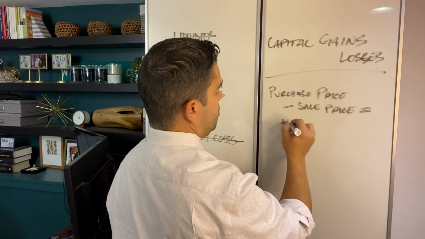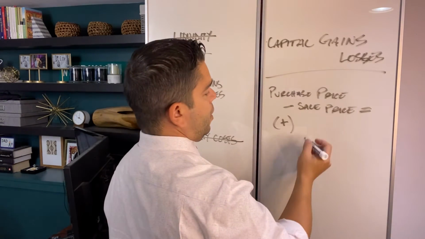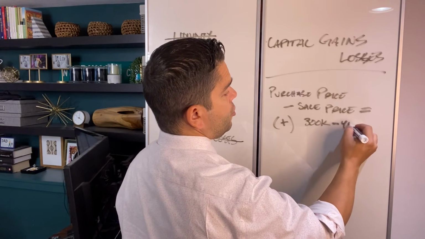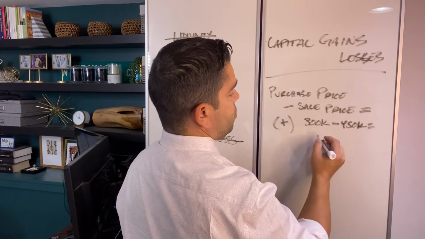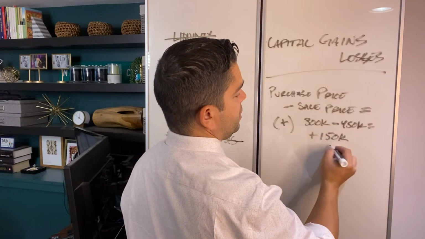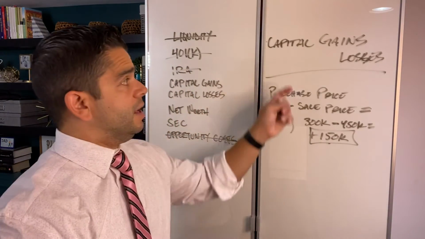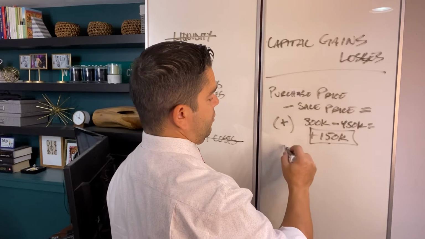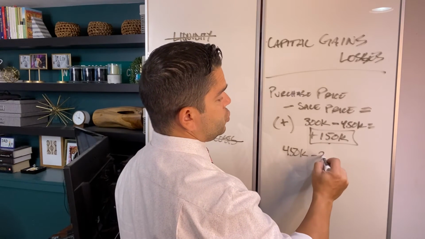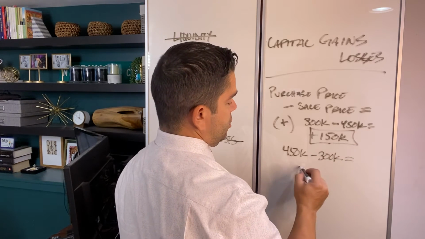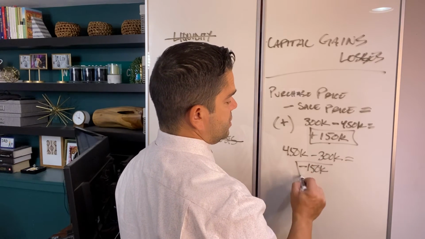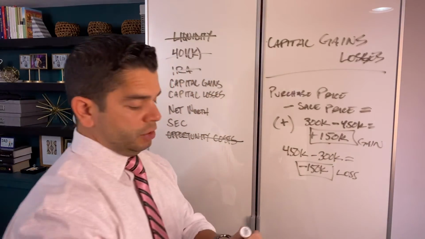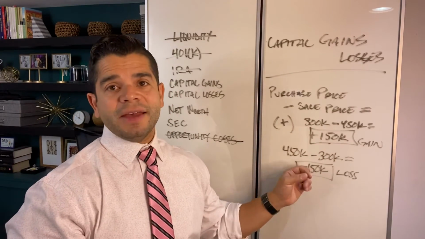If that number is positive, say you purchased something for $300,000 and sold it for $450,000, that equals positive $150,000. You have what's called a capital gain. And if that was the inverse, you bought it for $450,000 and sold for $300,000, then you're going to have negative $150,000. That is a loss. So on one side you have a gain, on the other side you have a loss. And this is your asset.